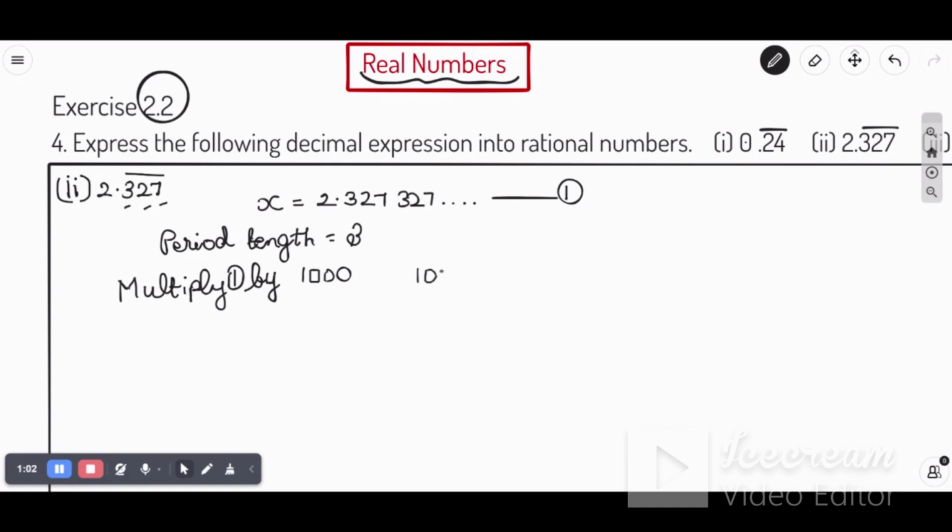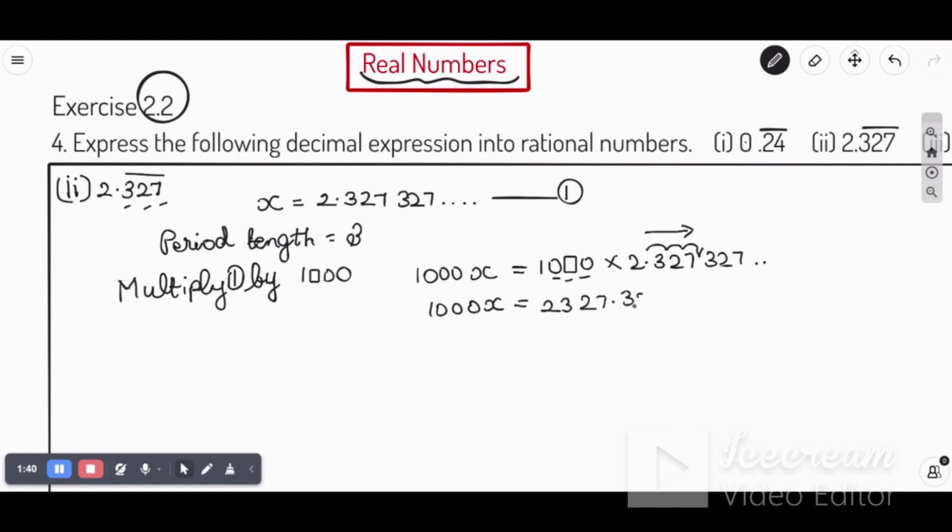So if I do that, we will get 1000x is equal to 1000 into 2.327 recurring. So if you do that, 1000x will be equal to... how many digits do you have to move your decimal point? 1, 2, 3. 3 jumps towards the right. So your decimal point will come here. So what you have to do is 2327.327 recurring. So this is your equation number 2.